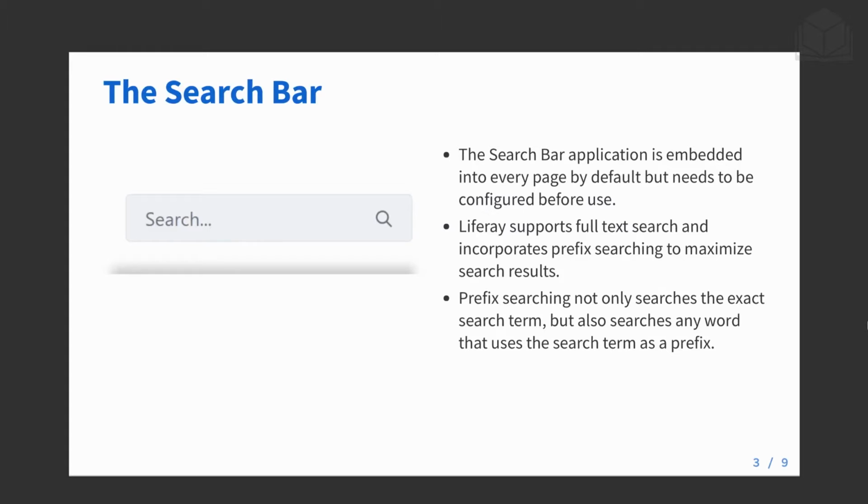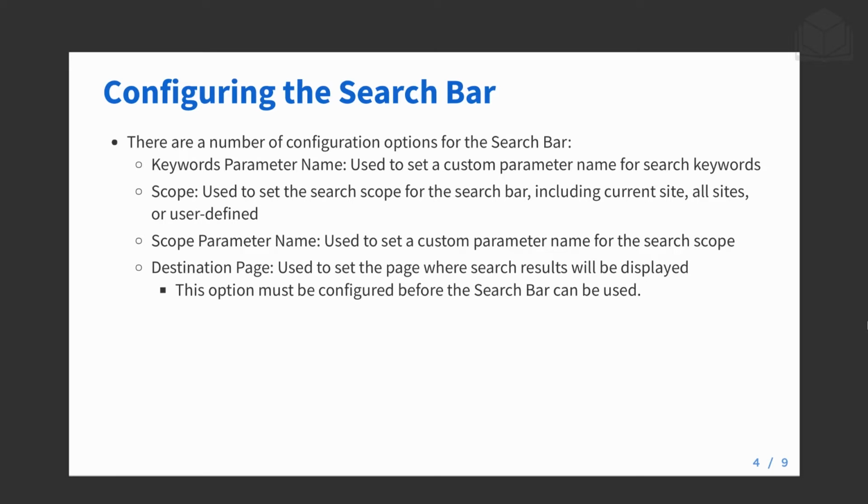Liferay also supports just regular searching or some more advanced query searching where you can use different operators or keywords to make it easier to find exactly what you're looking for. You can also configure the search bar that shows up on every page by default in that classic theme to be more specific about what you want to search. For example, we have the keywords parameter name, the scope parameter name, and the destination page.